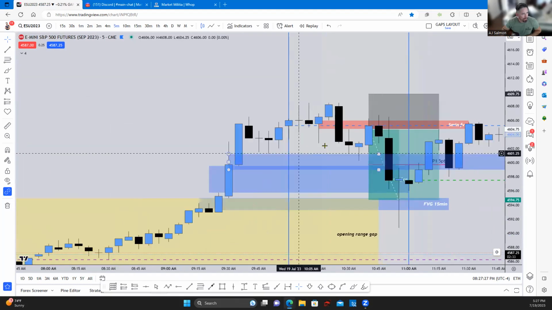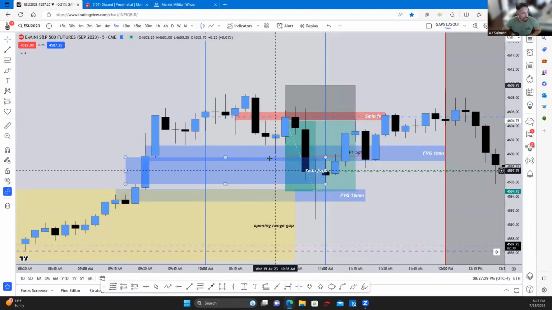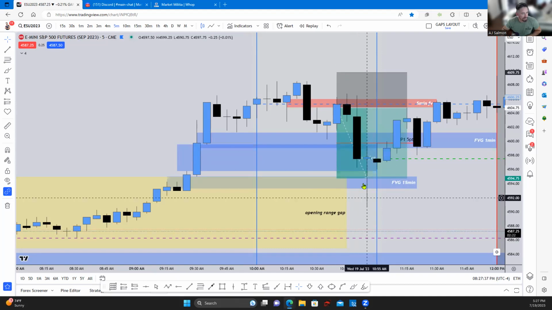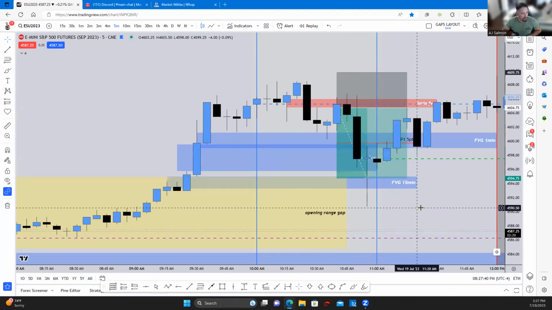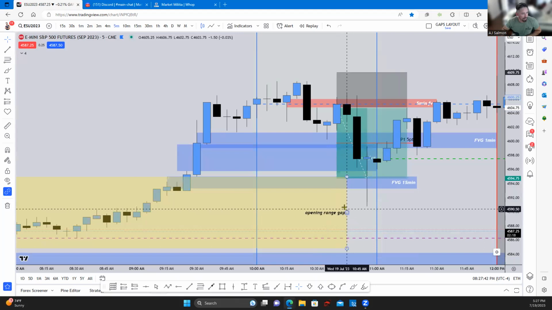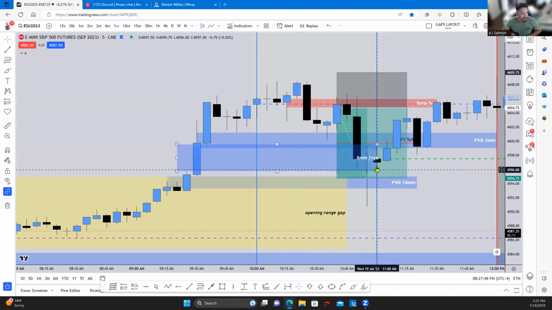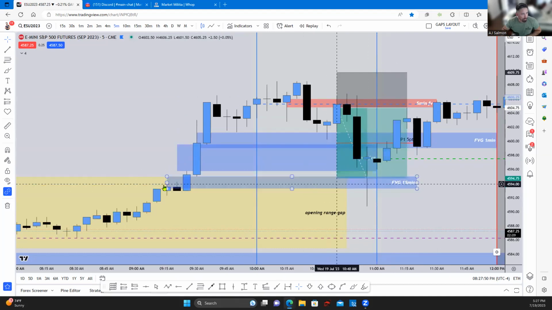Okay, so we were tapped in here, and then within a couple minutes, not even 10 minutes, 5, 10, 15 minutes, we just ran straight through, coming down, filling almost 50% of this opening range gap, hitting our take profit. Okay, right into the end of that silver bullet window.